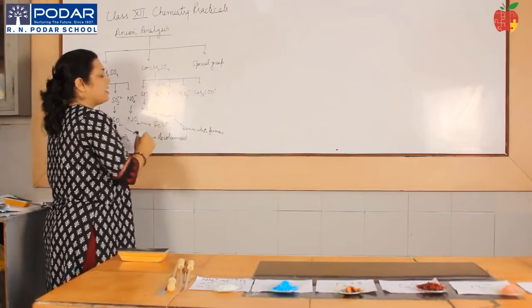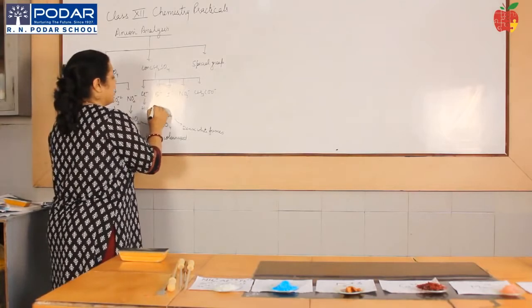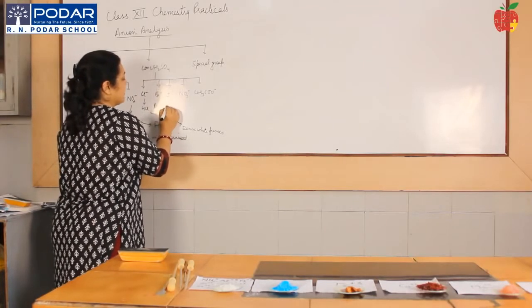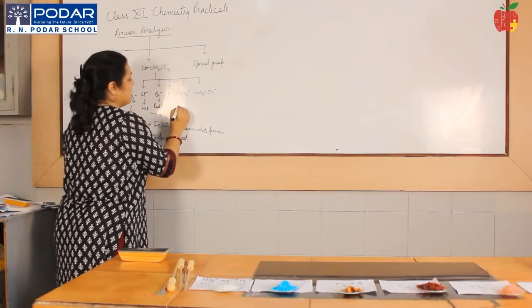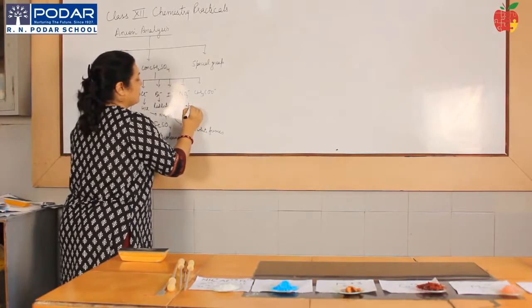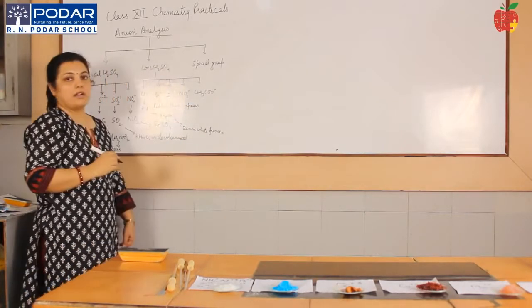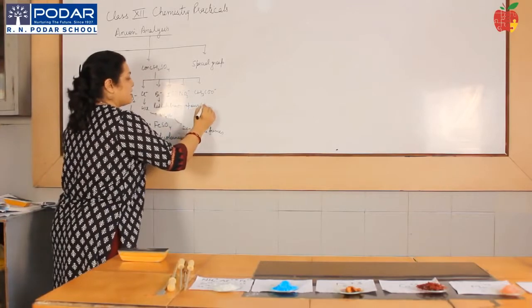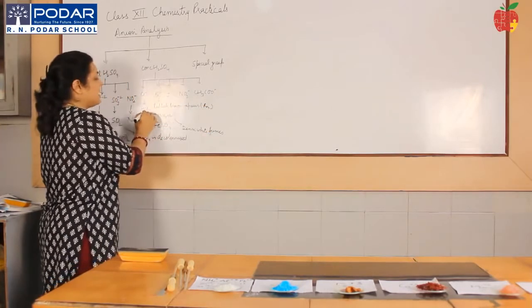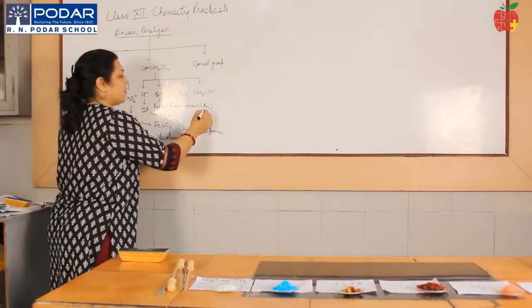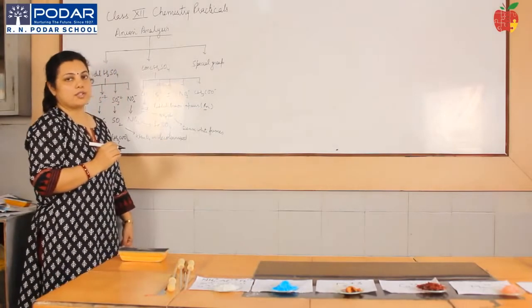In the case of Br-, you will have reddish brown vapors. Can you tell me which gas will be involved? This is your viva question. The gas given out here is Br2. In this case, I am evolving HCl. In this case, I am evolving Br2. Now, why is it so?